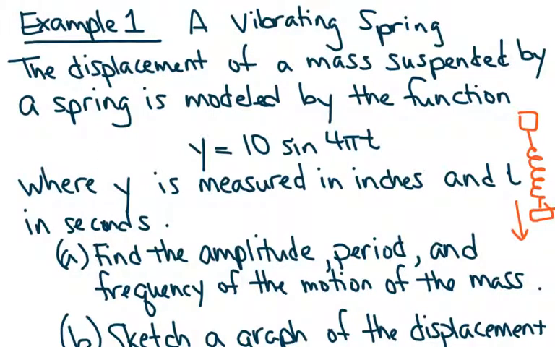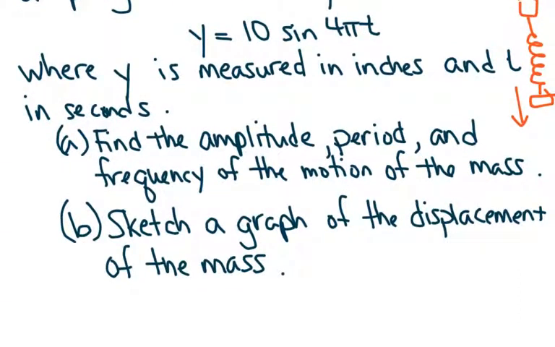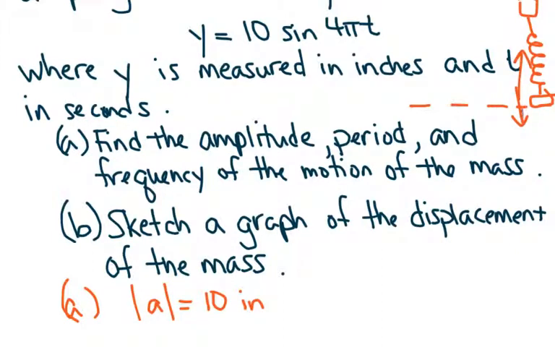The displacement of a mass suspended by a spring is modeled by the function y equals 10 sine of 4 pi t, where y is measured in inches and t in seconds. Find the amplitude, period, and frequency of the motion of the mass, and then sketch a graph of the displacement of the mass. Well, for part A, amplitude's easy. The amplitude is 10, and it's 10 inches. That means that the spring goes as high as 10 inches above equilibrium and as low as 10 inches below.